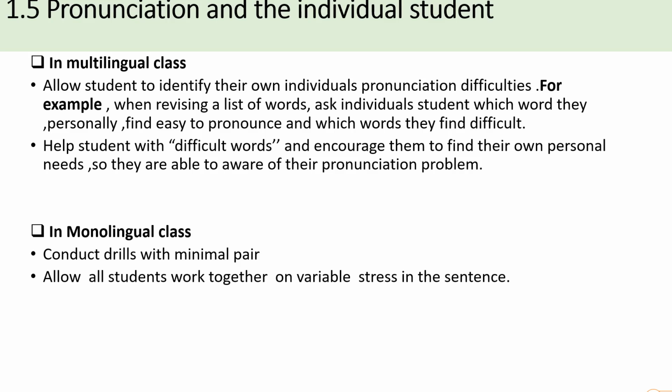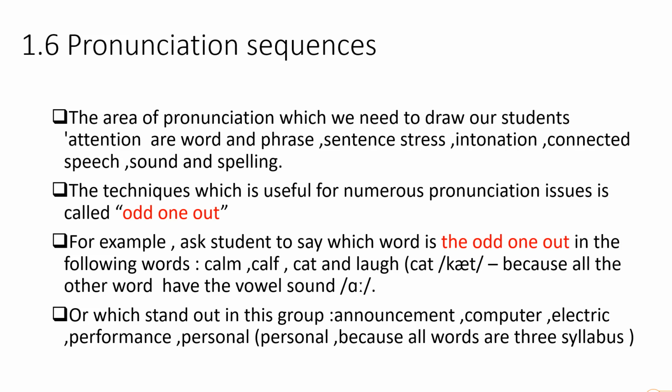Word and phrase stress. Word stress is emphasizing certain syllables in a word. For example, just a moment, like the sister mentioned already, like the word record. When record is a noun, we say record, and when record is a function verb, we call it record like this.